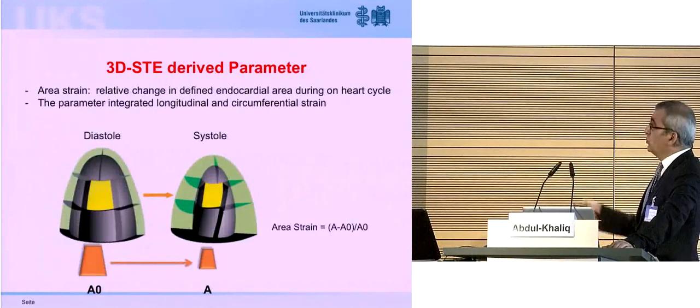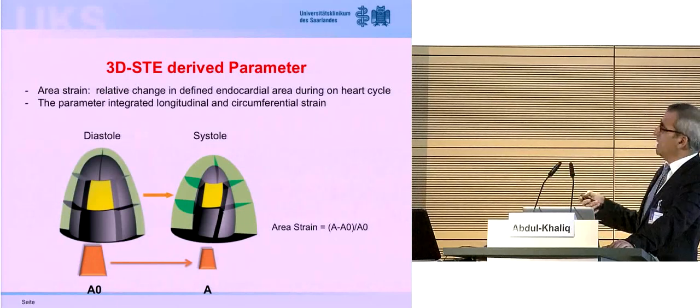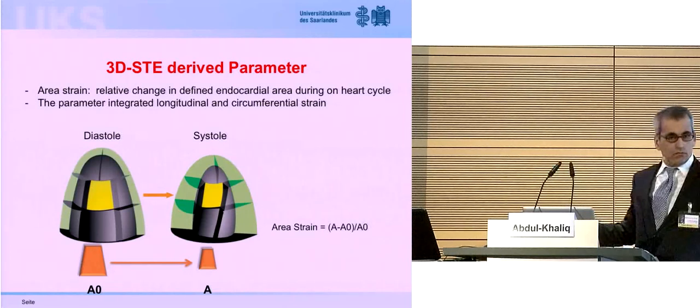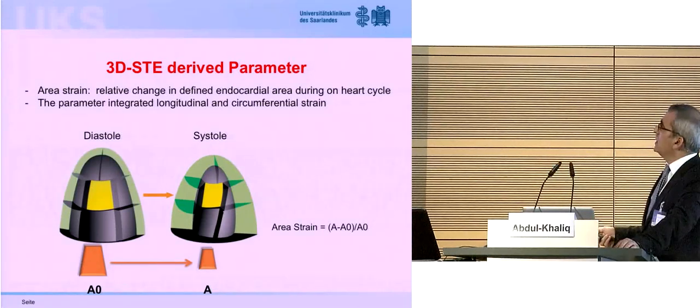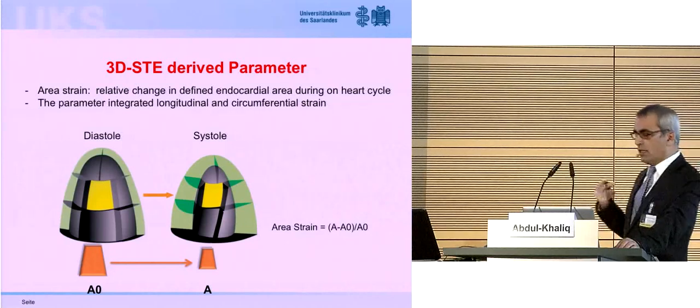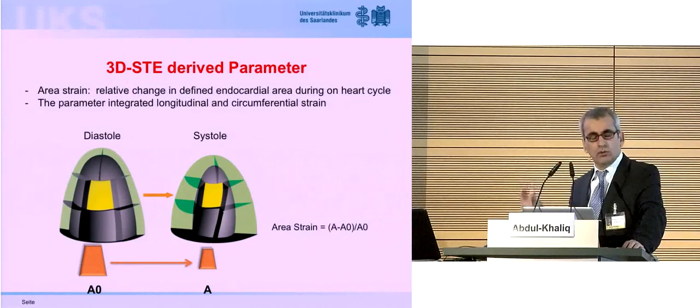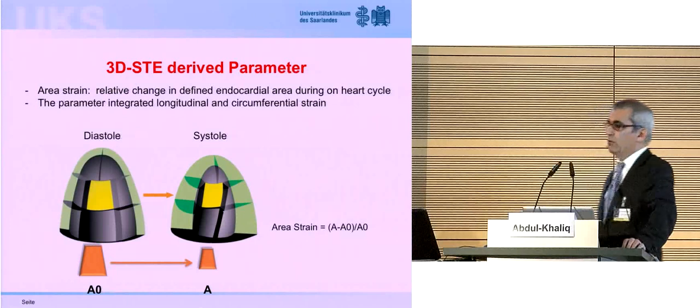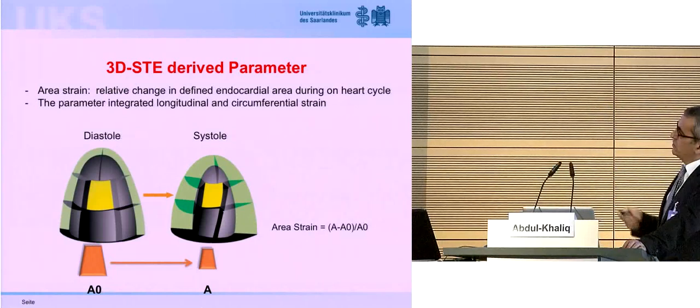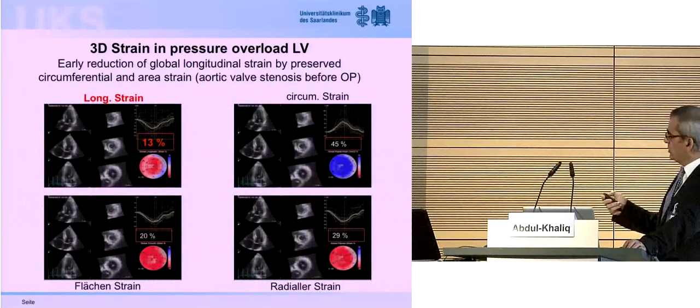And a new tool is the area strain. This is area strain, looking at the percentage change in a defined area in the endocardium. I think it is a very promising tool, but we also have to evaluate this tool and these parameters in other studies. I'll show you some examples.